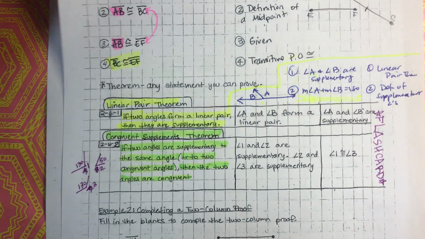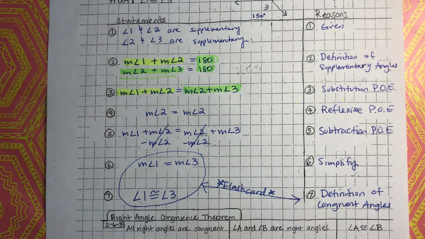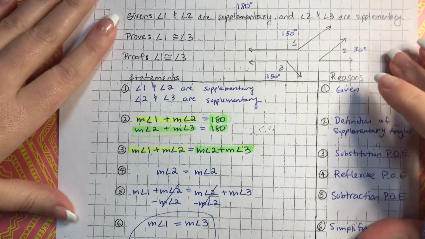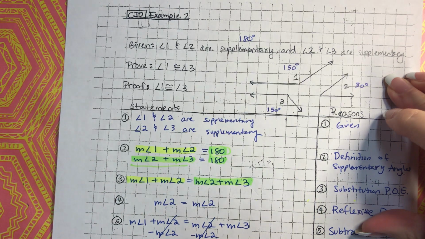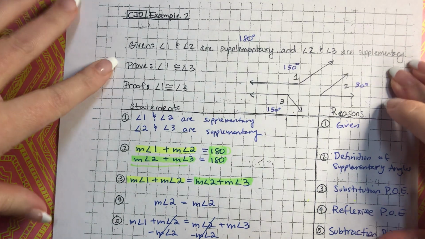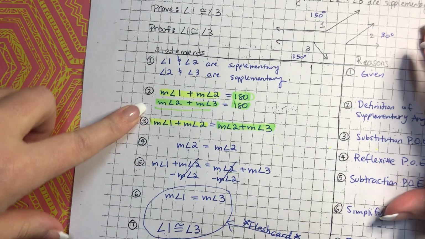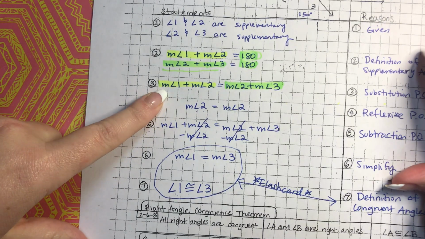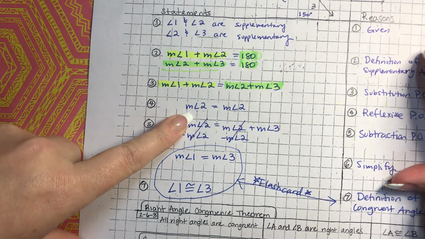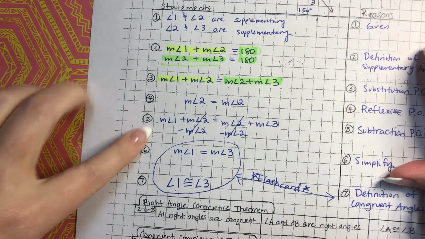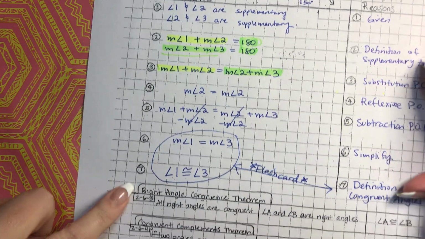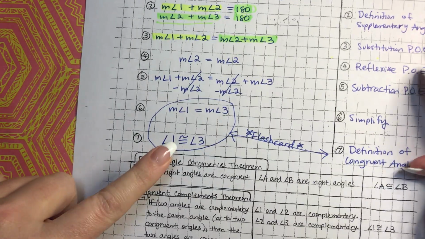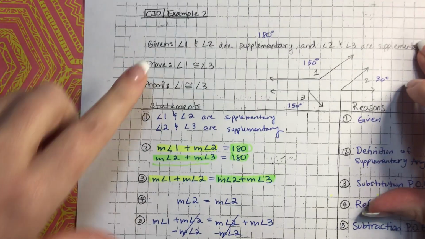Okay, so we're going to go back to this last example that we just did. All right, so we did all this work, right? We had angle 1 and 2 are supplementary, and angle 2 and angle 3 are supplementary. And then we used the definition of supplementary angles. We set them equal to each other. We did the reflexive property of equality. Then we subtracted because we showed that they were both equal to each other, and therefore we could do that. Then we simplified in definition of congruent angles. Boom, we proved it. Okay?